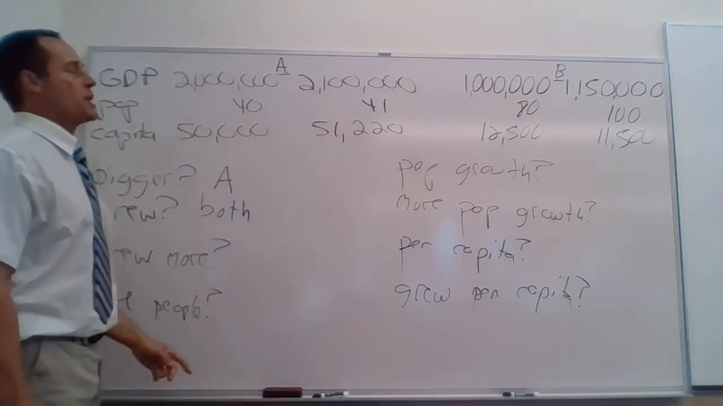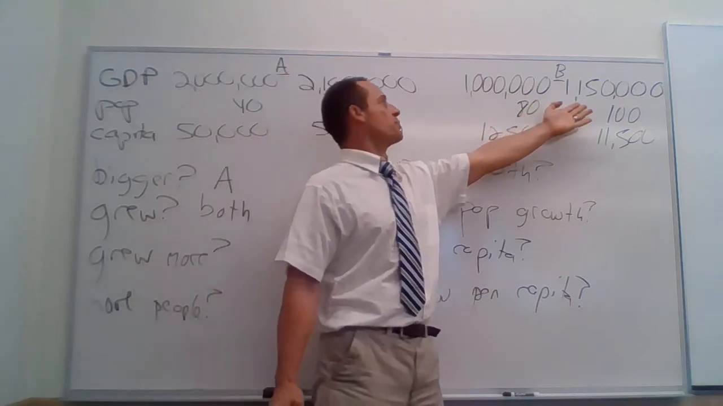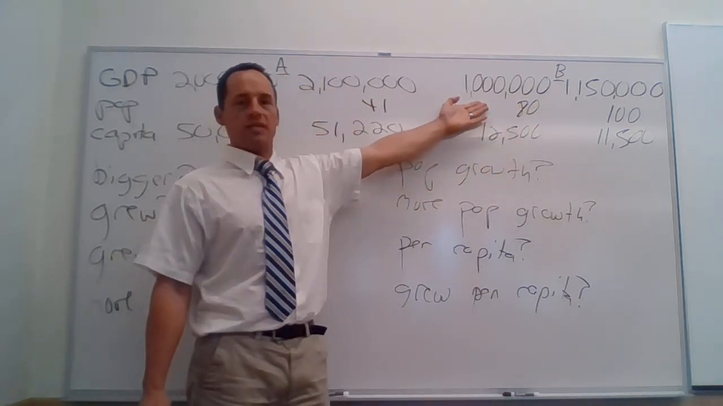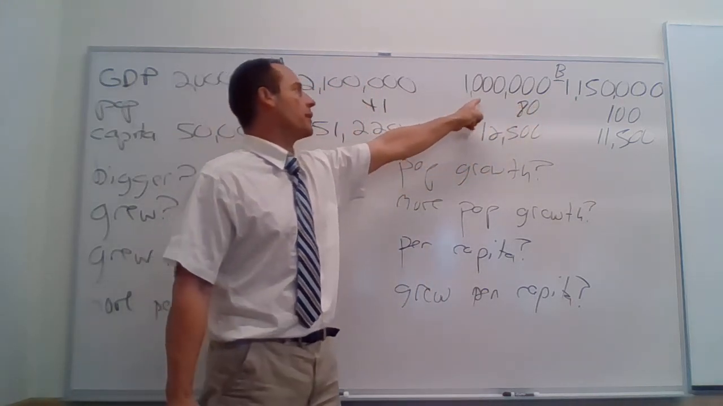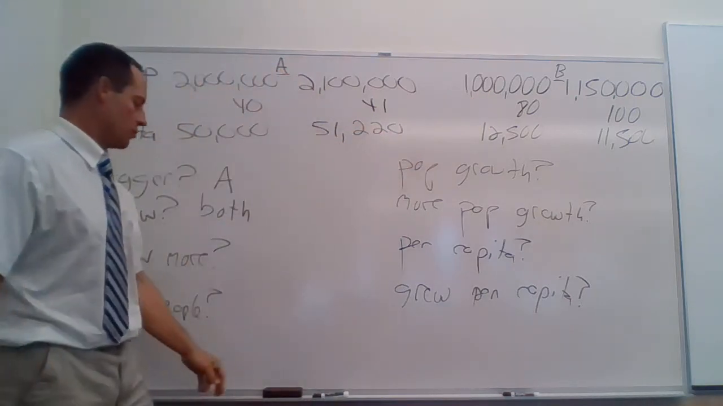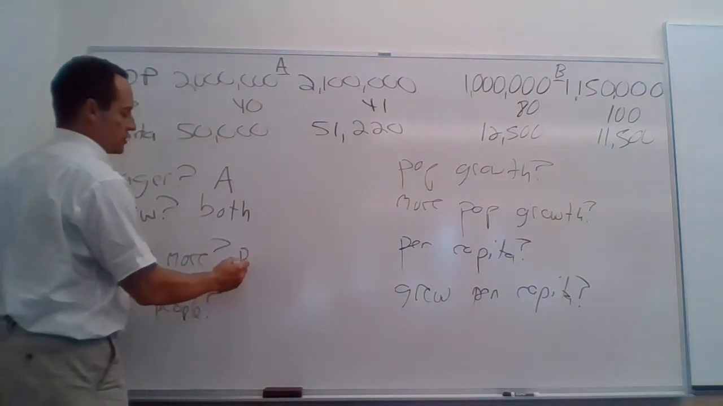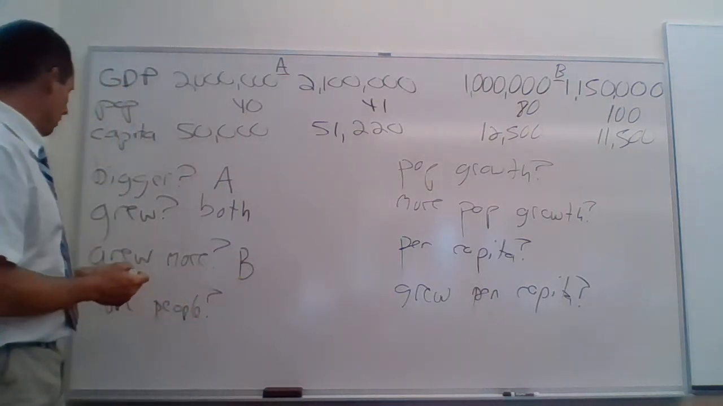In terms of percent, economy B grew by 15%. This lends itself to easy math, economy B being $1 trillion. Economy A grew by 5%. So which grew more? Without a doubt, in both terms, economy B grew more.